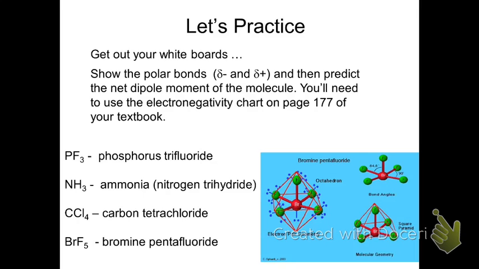I'll leave this up here. It actually has a square pyramid shape, so it has four fluorines in the plane of the bromine and then one above.